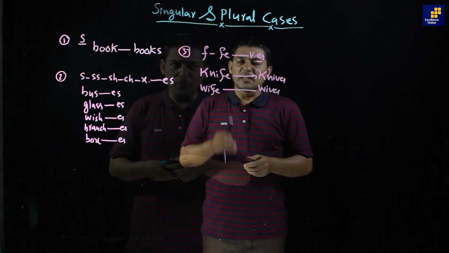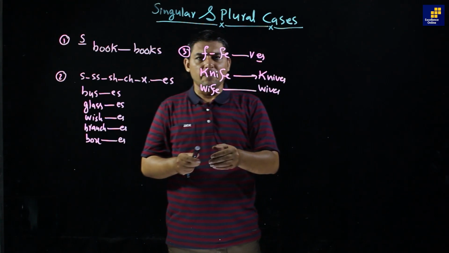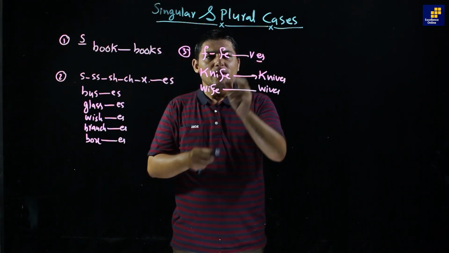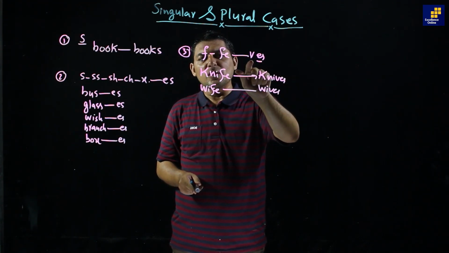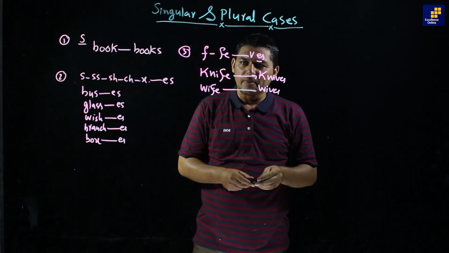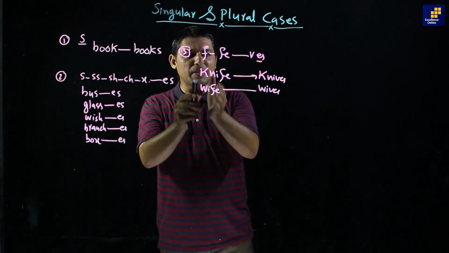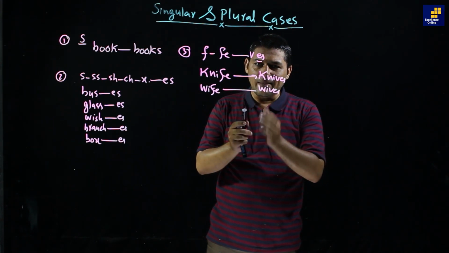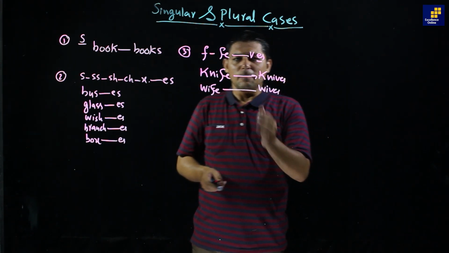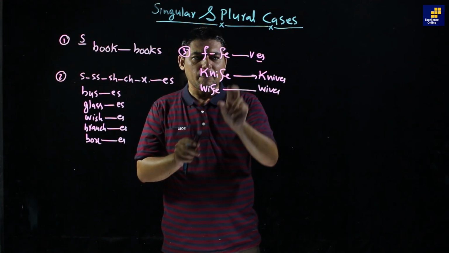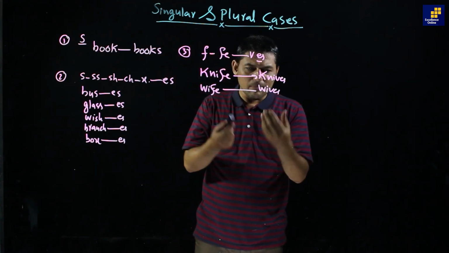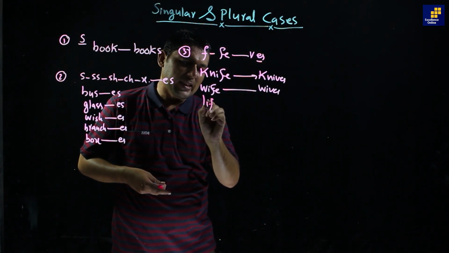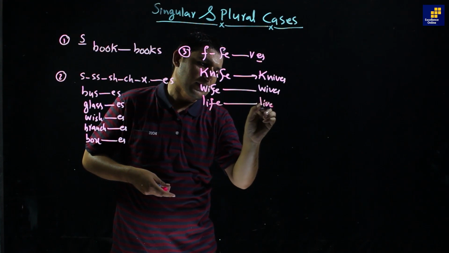It's also easy. Number 3 point or number 3 case: at the end of any noun, you will find f or fe. You remove f or fe and you replace it with v, then es. We have two examples here. One example is knife. At the end of it we have fe; you remove it, adding v, then es. Apart from these two examples, we have many more examples like this. Another example is life.